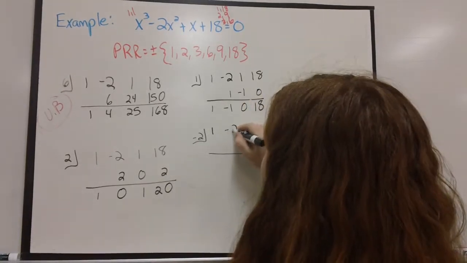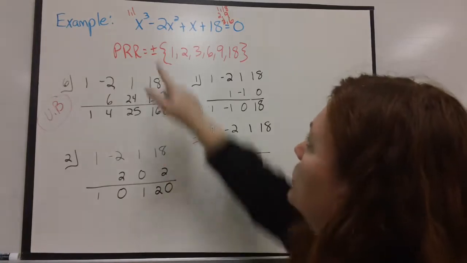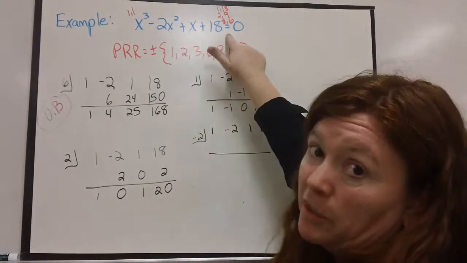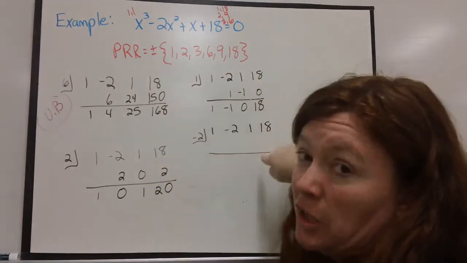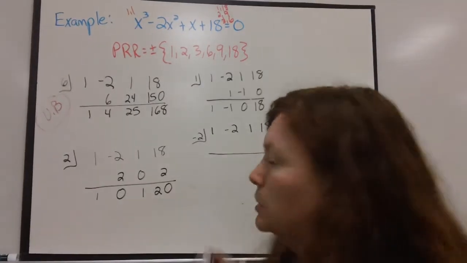1, negative 2, 1, 18. And at this point, you also want to double check and make sure you have all your signs and your numbers right, because that would really be frustrating if I did all this and I was using the wrong numbers.